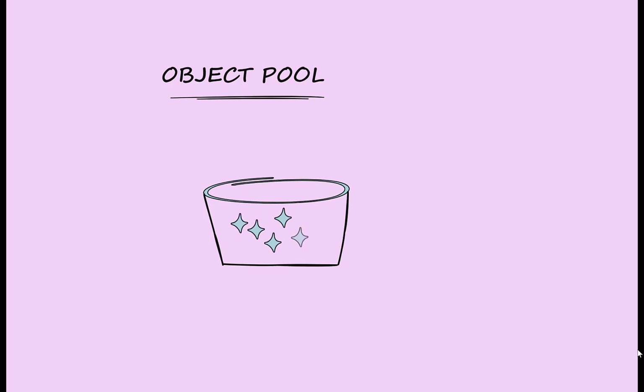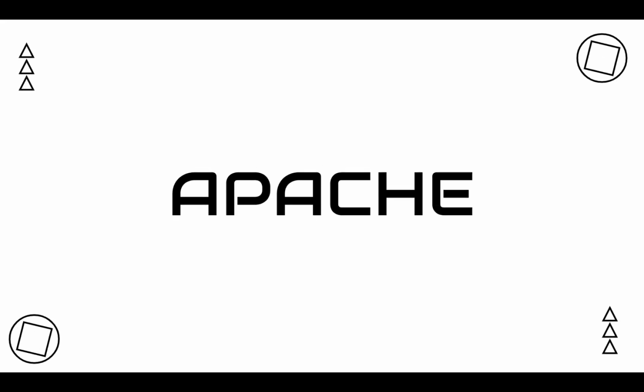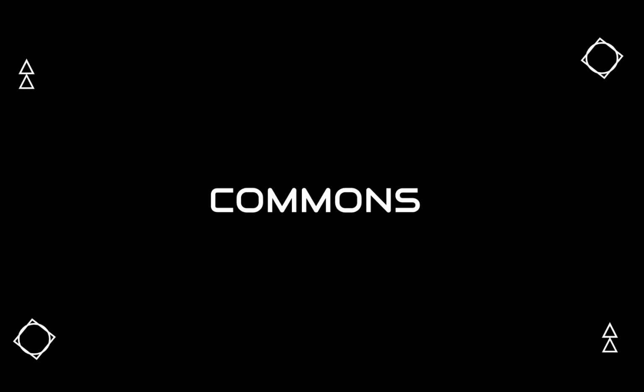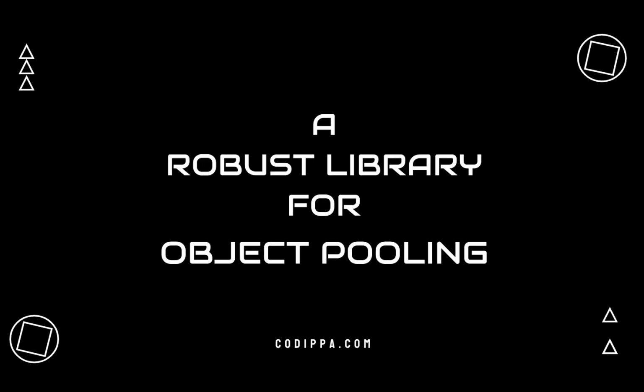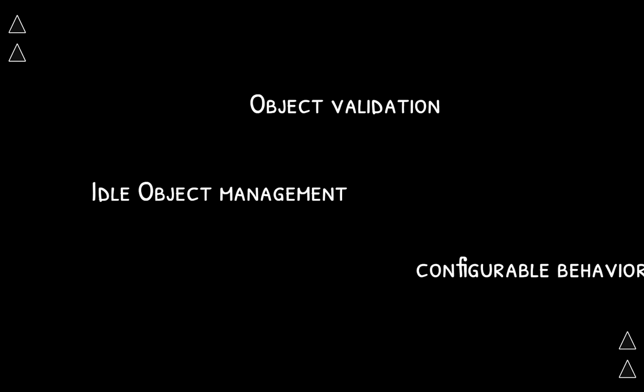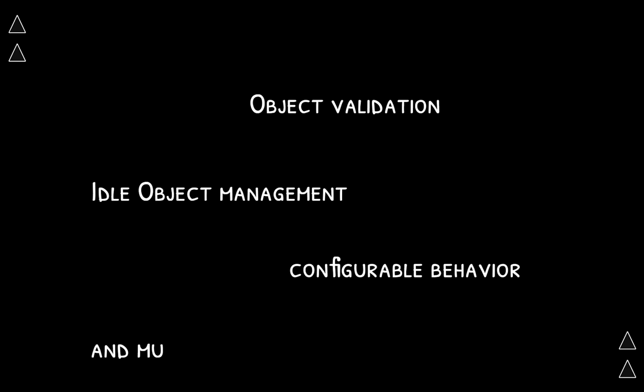Instead of creating and destroying these objects repeatedly, a pool manages them efficiently, saving time and system resources. In this video, we will explore Apache Commons Pool, a robust library to manage resource pools effortlessly. It provides features like object validation, idle object maintenance, and configuration for pooling behavior. By the end, you'll learn how to use its core components with a simple example.